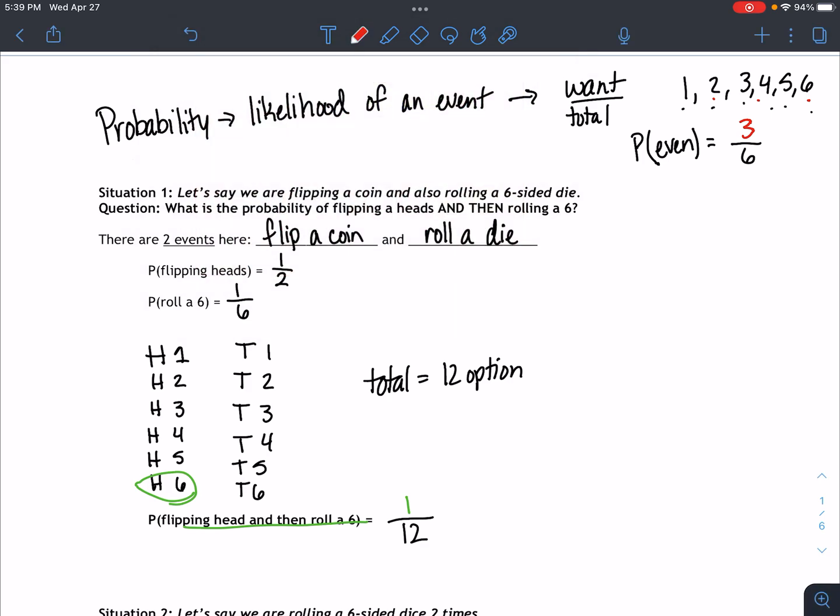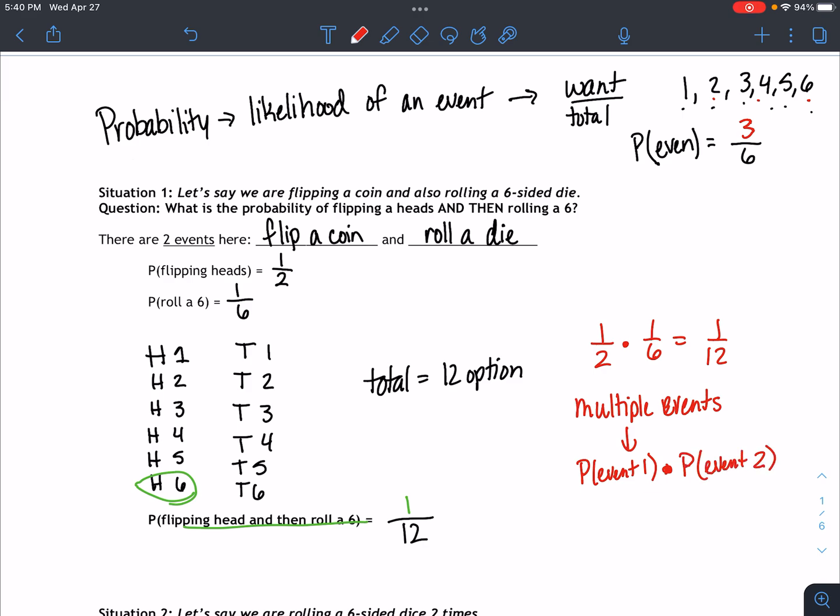Well, it turns out 1/2 times 1/6 is equal to 1/12 because we multiply across our numerator and across our denominator. So that means that when we have multiple events, we multiply those values. So multiple events that we want both of them. We're going to take the probability of event 1 and we're going to multiply it by the probability of event 2.